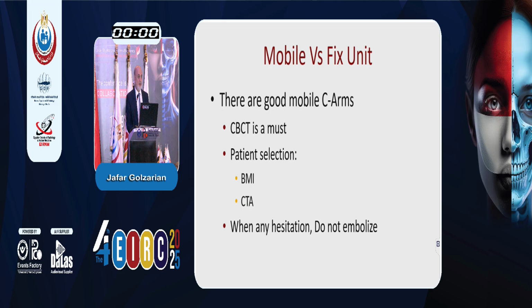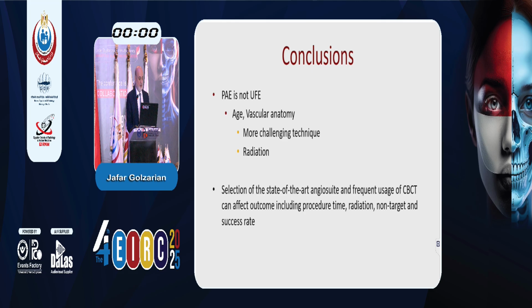One fast comment on mobile versus fixed unit. I think the fixed unit should be the go-to, but if you use a mobile C-arm, try to use one that can give you cone beam CT. And if you don't have a cone beam CT, please don't embolize unless you are 100% sure you are in the prostatic artery. There are a lot of lawsuits going on in the US because of that. So in conclusion, imaging modalities can help you a lot to improve the technique, the outcome, and radiation exposure to the patient. Thank you for your attention.